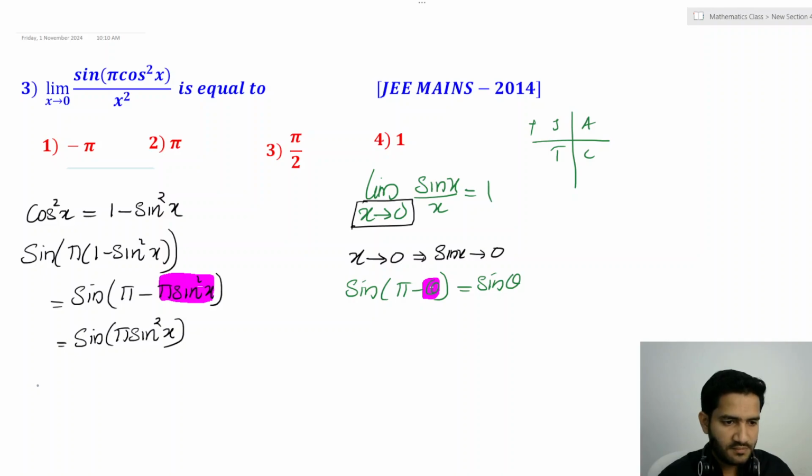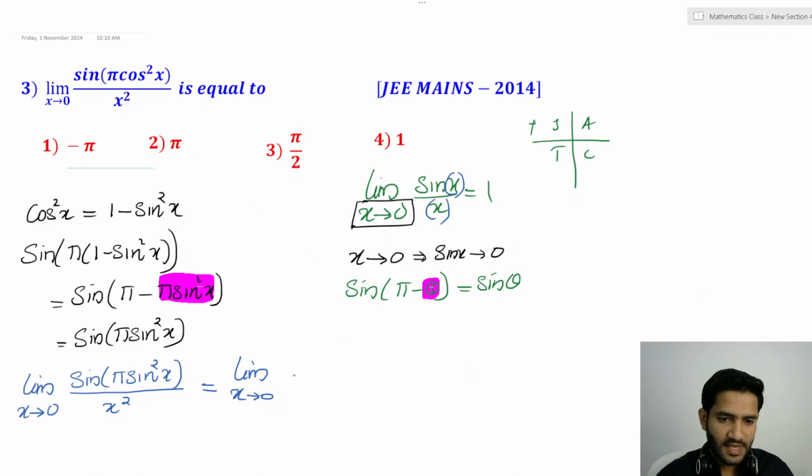So limit x tends to 0, sine, the question is pi cos square x. So now we got the entire value is sine of pi sine square x divided by x square. If you want to use the result sine x by x, we want the same function, sine x by x.